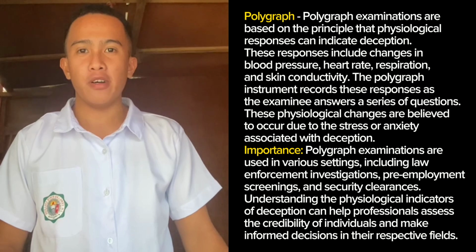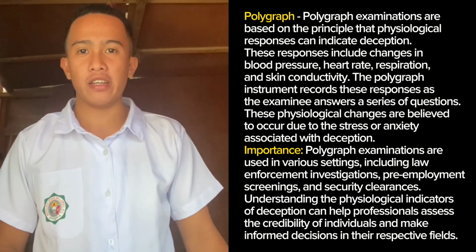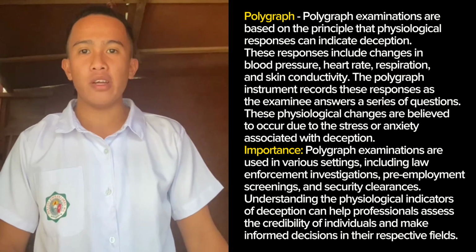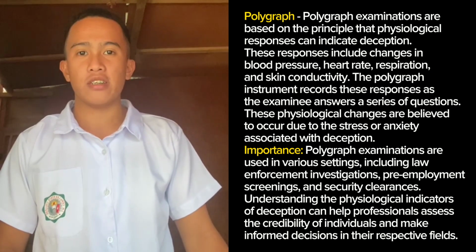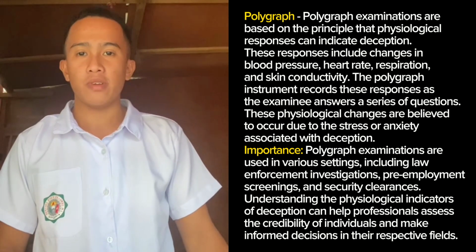Meaning of polygraph. Polygraph examinations are based on the principle that physiological responses can indicate deception. These responses include changes in blood pressure, heart rate, respiration, and skin conductivity. The polygraph instrument records these responses as the examinee answers a series of questions. These physiological changes are believed to occur due to the stress or anxiety associated with deception.